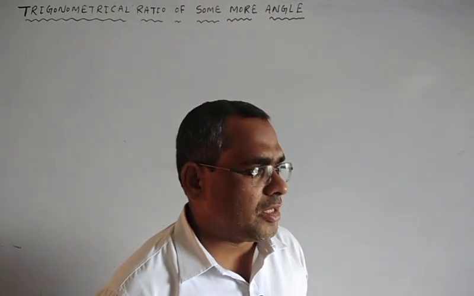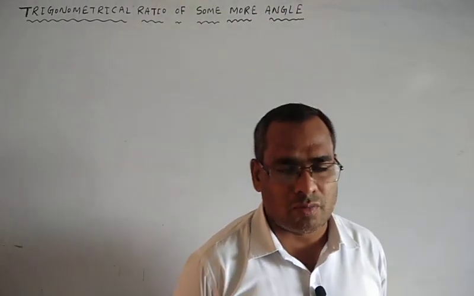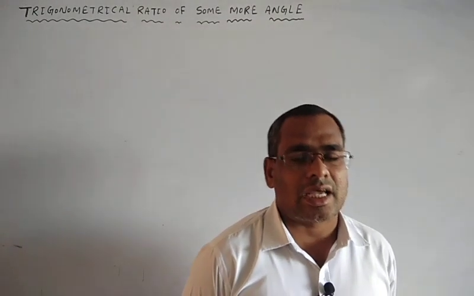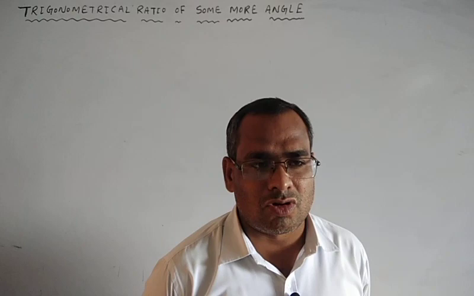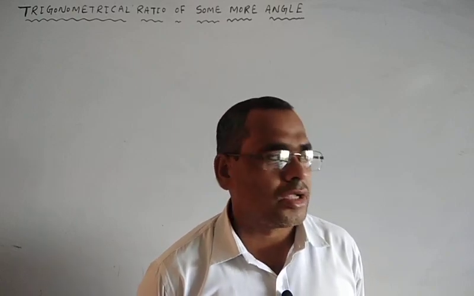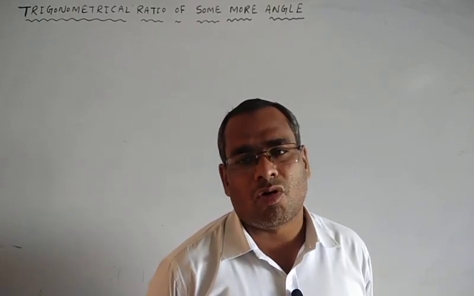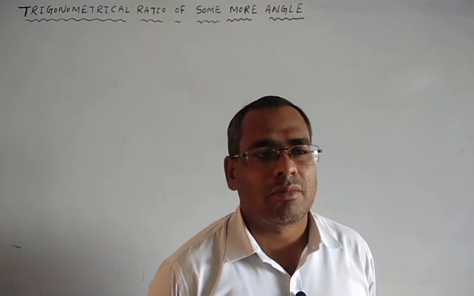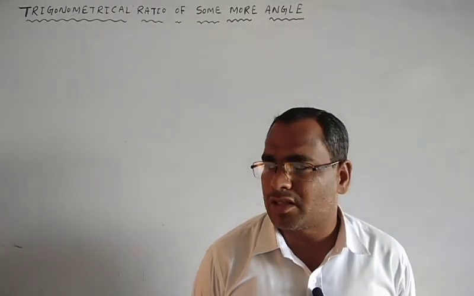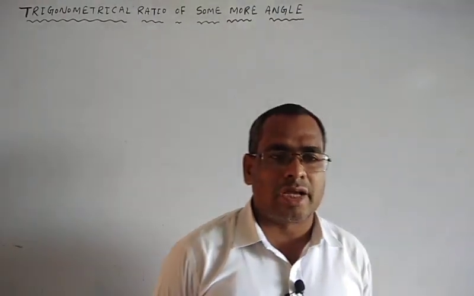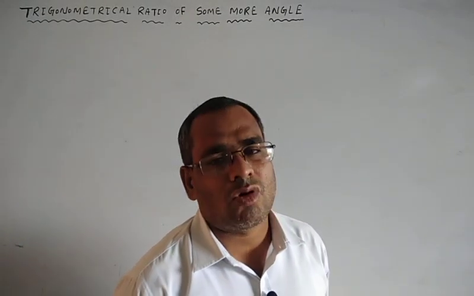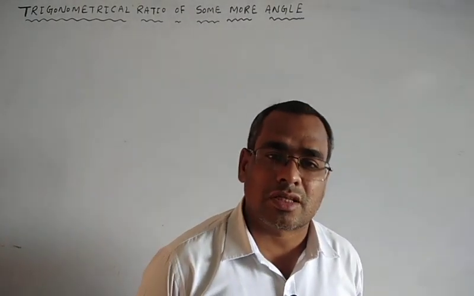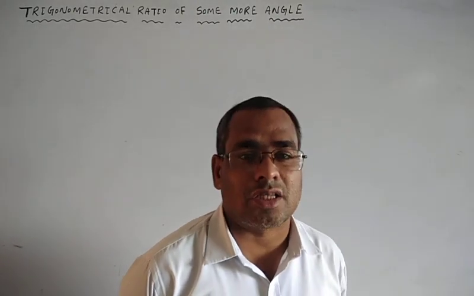Okay, and the semi angle formula, that is the half angle formula: sin theta in terms of theta by 2 is equal to 2 sin theta by 2 into cos theta by 2, or 2 tan theta by 2 by 1 plus tan square theta by 2. Cos theta equal to cos square theta by 2 minus sin square theta by 2, or 1 minus 2 sin square theta by 2, or 2 cos square theta by 2 minus 1.